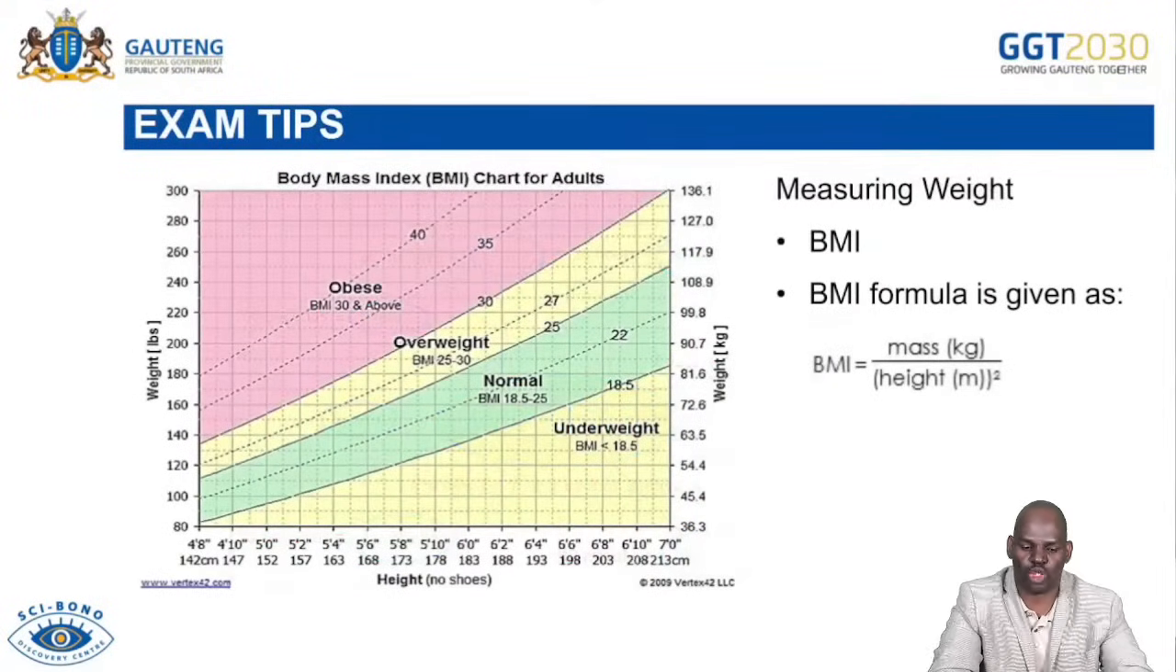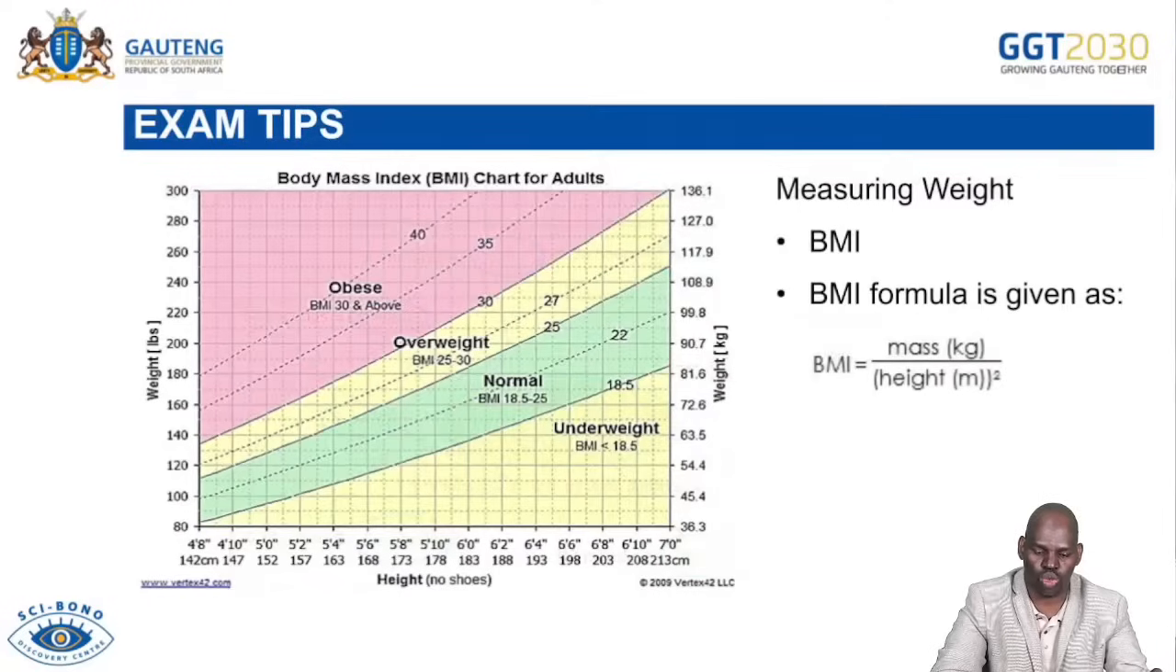Okay, BMI, we spoke about the BMI. You must be able to use the formula for BMI, do the substitution, calculate, and also be able to determine the weight status or the health status. So that is the other thing that you must remember that you might get in paper 2.